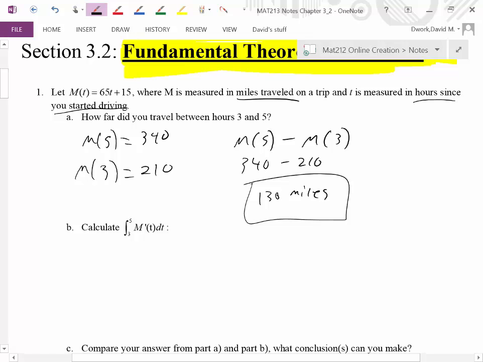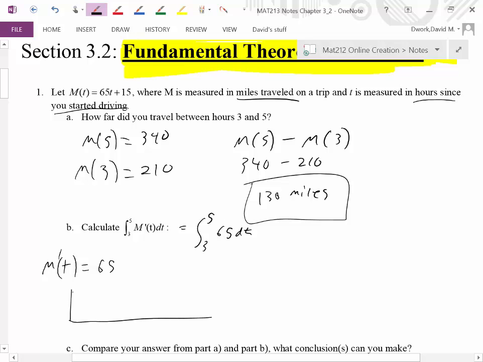Okay, so here's what we're going to do. First thing I need to do is say, what is the derivative of m? What is m prime? So that would be 65. So what this is saying to me is I want to do the integration. I want to find the area under the curve of this function, 65 dt.